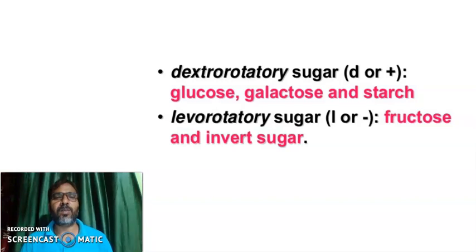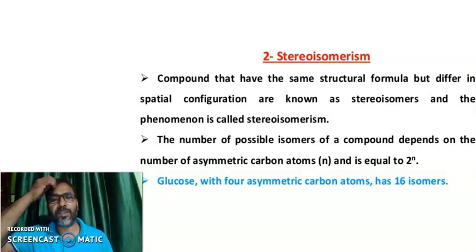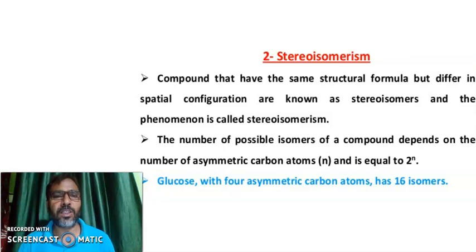Dextrorotatory sugar, D or plus: glucose, lactose and starch. Levorotatory sugar, L or minus: fructose and invert sugar. Now friends, stereoisomerism. Compounds that have the same structural formula but differ in spatial configuration are known as stereoisomers, and the phenomenon is called stereoisomerism.